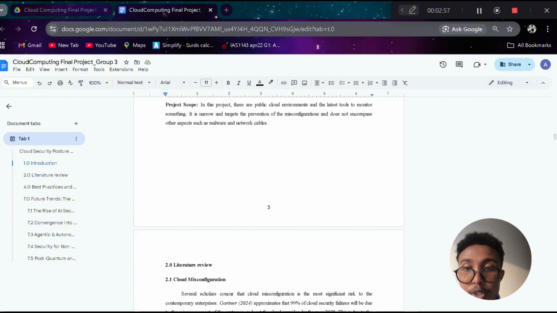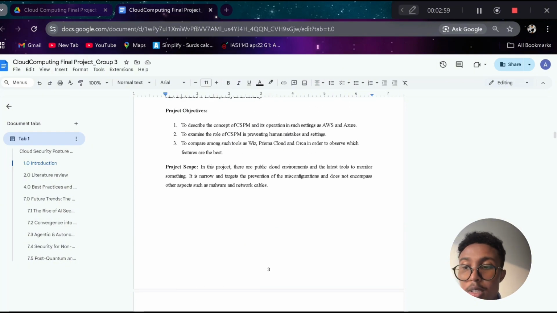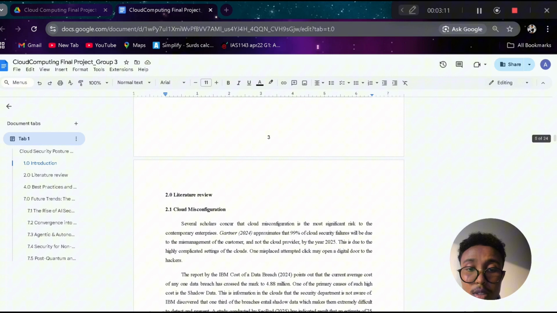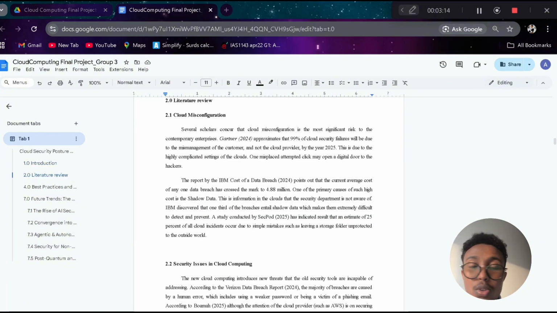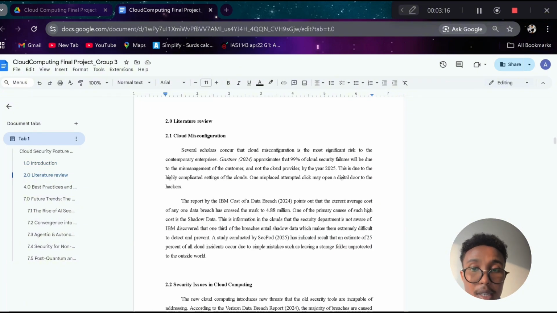The project scope mainly discusses security problems caused by cloud misconfiguration and how CSPM helps prevent them. This project does not cover other areas such as malware attacks or physical network security. The next part is the literature review.